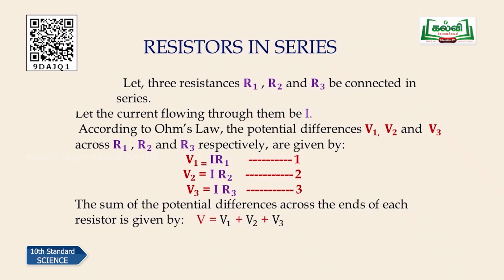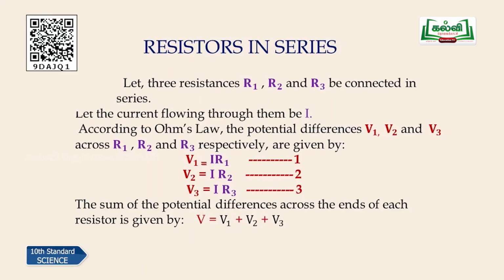Now we are going to calculate the effective resistance. For that, there is a small derivation. Now we can take three resistances, and name them R1, R2 and R3. They are connected in series. When they are connected in series, the amount of current flowing through the circuit is I. So let the current flowing through them be I. According to Ohm's law, what is Ohm's law? V is equal to IR.